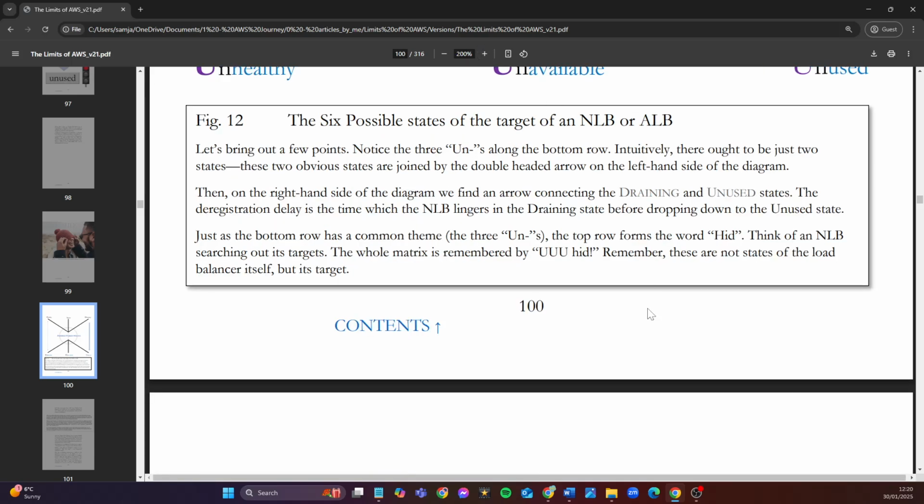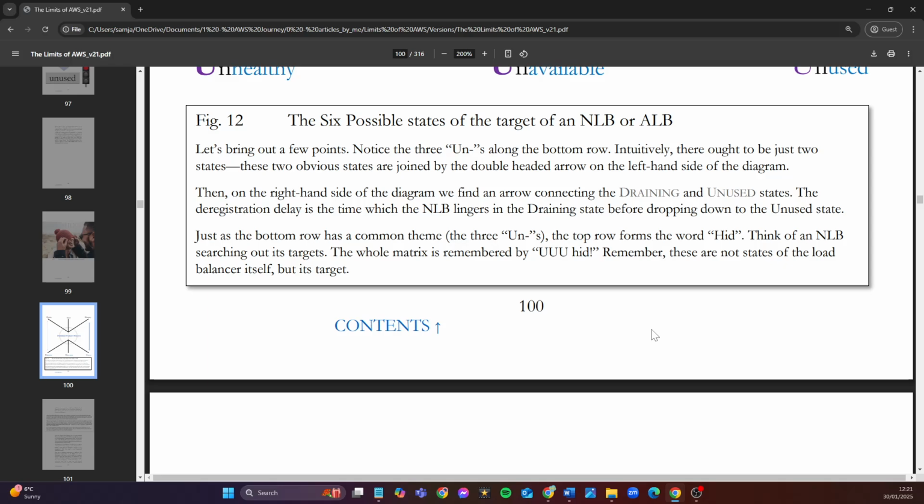Then, on the right-hand side of the diagram, we find an arrow connecting the draining and unused states. The deregistration delay is the time which the NLB lingers in the draining state before dropping down to the unused state.